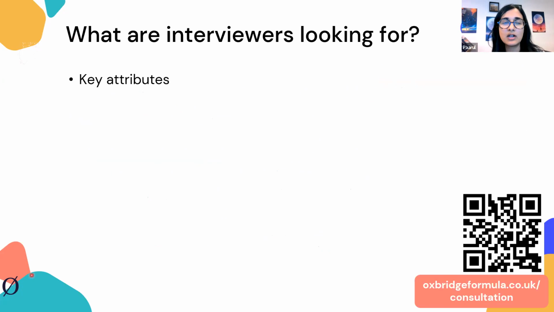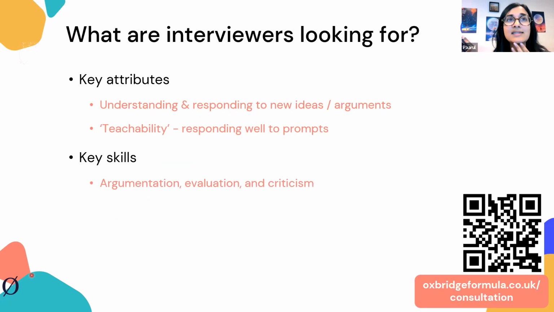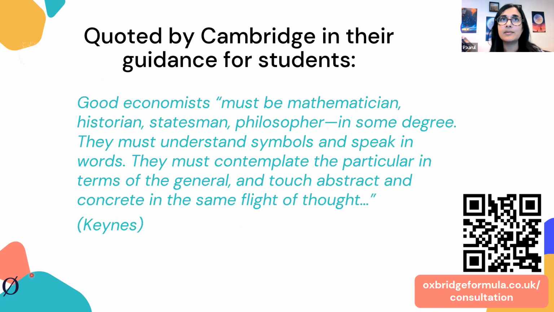So what are the interviewers looking for? They're looking for how you understand and respond to new ideas or arguments, how teachable you are. Remember that in Oxbridge, you're going to be taught in these small group sessions. If you can't learn in that environment, if you can't move forward based on the interviewer's feedback, you're not going to be an ideal candidate for Oxbridge. So that's what they're testing. And the skills are argumentation, evaluation and criticism, expressing ideas clearly, and we're going to be looking at clarity as one of the 5 key guiding words, correcting your own thinking as you go along. Maybe you think something, they give you a hint, and then you can actually change your path. Being adaptable is quite good. Using a source.